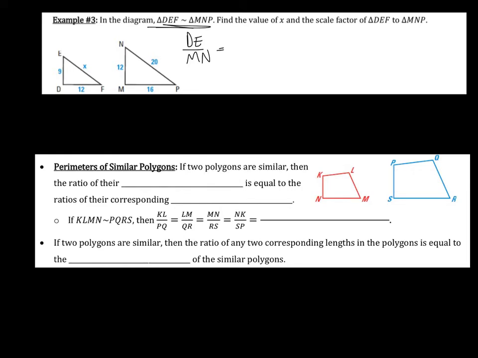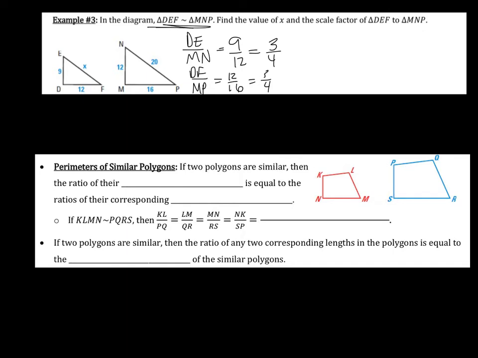Those are corresponding sides, so we have 9 to 12, which simplifies to 3/4. So there's our scale factor right there. And we can check to make sure that it is the same with our other known sides. So we also know that DF is corresponding to MP, which is 12 to 16, which simplifies to 3/4. So we can see that 3/4 is our scale factor.